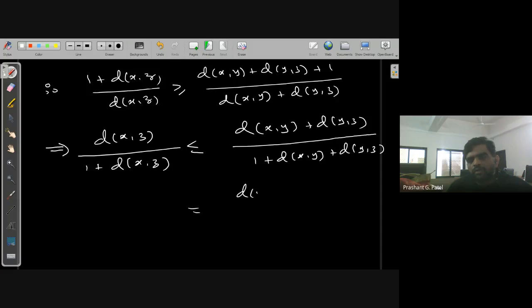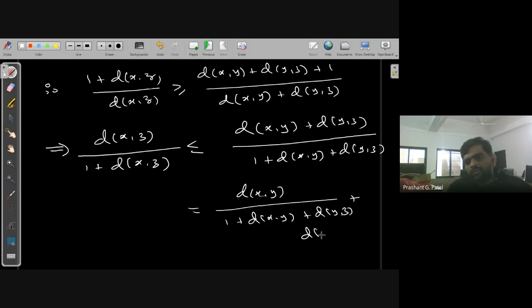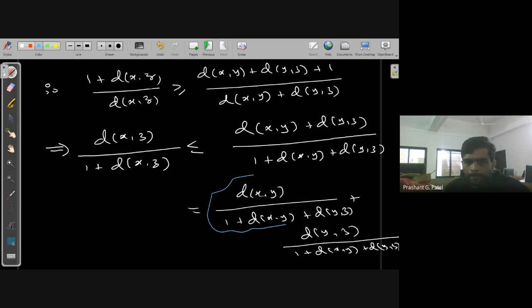We can say that this is d of xy upon 1 plus d of xy plus d of yz, plus d of yz upon 1 plus d of xy plus d of yz. Now what we have to prove is that this quantity is less than or equal to d of xy upon 1 plus d of xy, and that is easy to see.